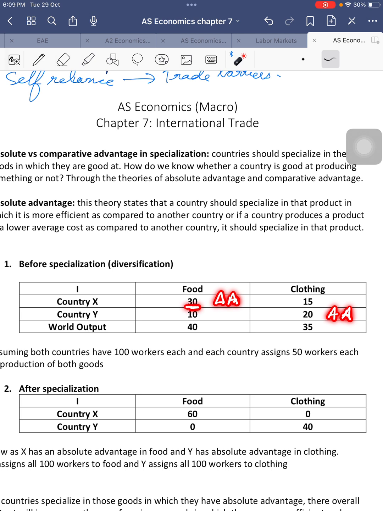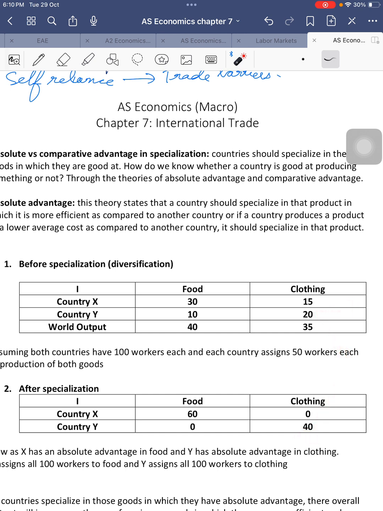So all the resources, if half of the resources are producing 30 food, then all of the resources will produce 60 food. Right? We are assuming constant returns to scale, same productivity of each resource. So country X then is able to produce 60 food, obviously no clothing because it's now specializing in the production of food, while country Y is able to produce 40 clothing because initially half resources were producing 20. So if we double the resources, we are able to double the output because of constant returns to scale. That means the production of clothing will double to 40.